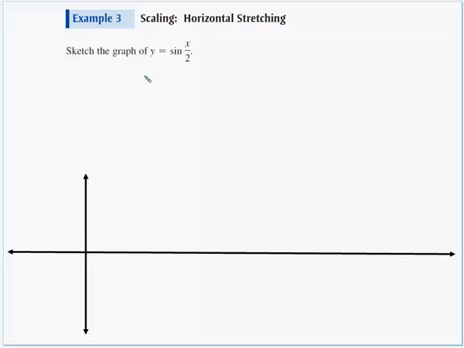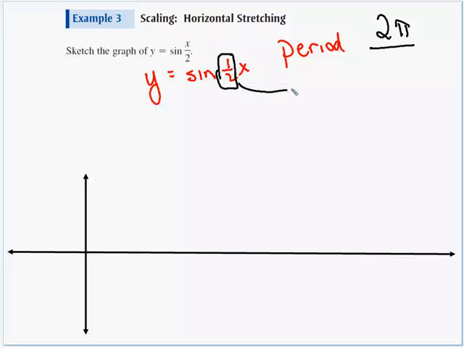So I think it's easier to see. I'm going to rewrite this function as y equals the sine of 1/2 x. I think that's easier to see than x divided by 2. These are exactly the same. Y equals the sine of a half x. Well, to find the period, we take 2 pi and divide it by this coefficient. So I'm going to bring this 1/2 over here. 2 pi divided by 1/2. Well, 2 divided by 1/2 is 4, and we still have our pi. So now the period of this graph is 4 pi instead of 2 pi.